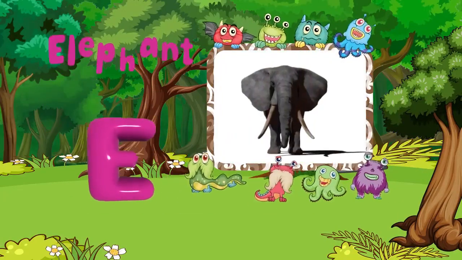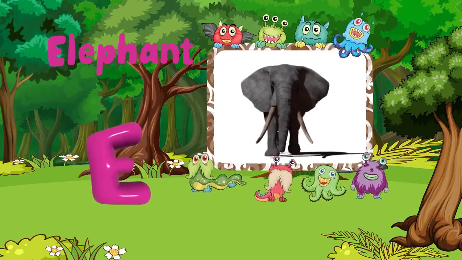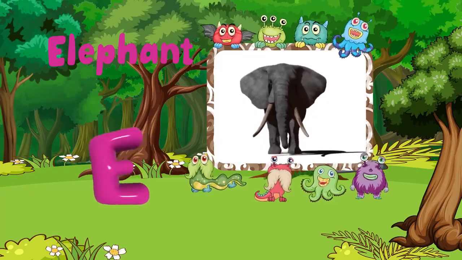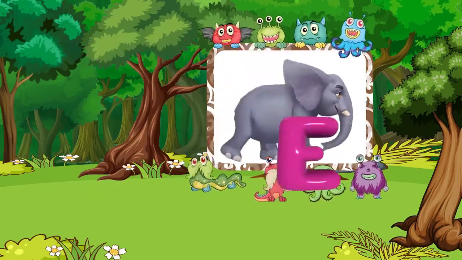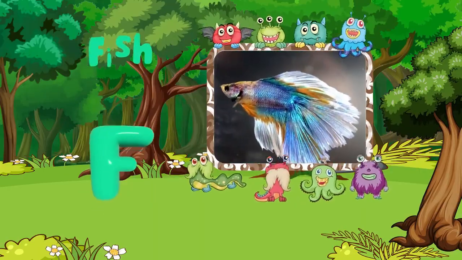E is for elephant. Elephant. E is for elephant. F is for fish. Fish. F is for fish.